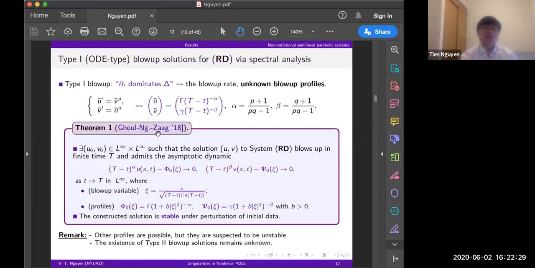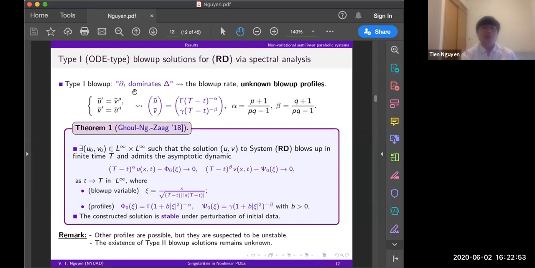With Hatam Zak, we are able to establish a finite time blow-up for the system, a so-called Type II blow-up. Here, Type II blow-up means that the time derivative dominates the diffusive term, which means that we know the blow-up rate of the solution, but the profile is still unknown.